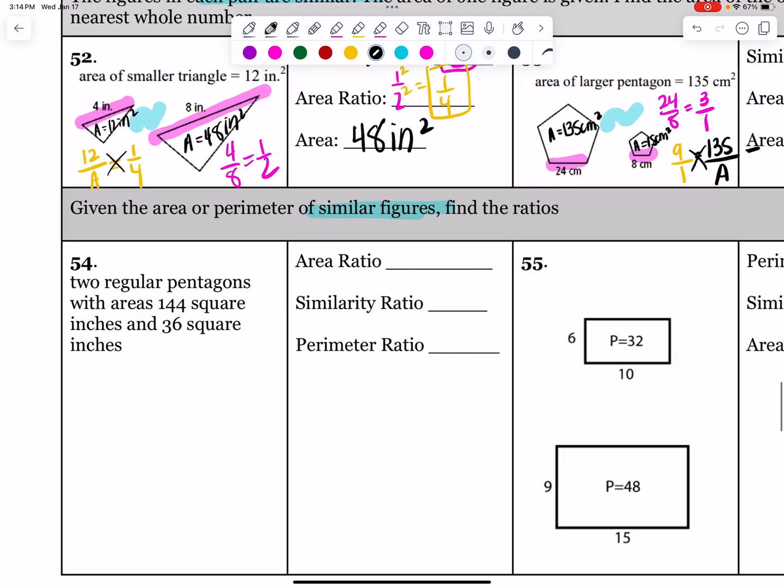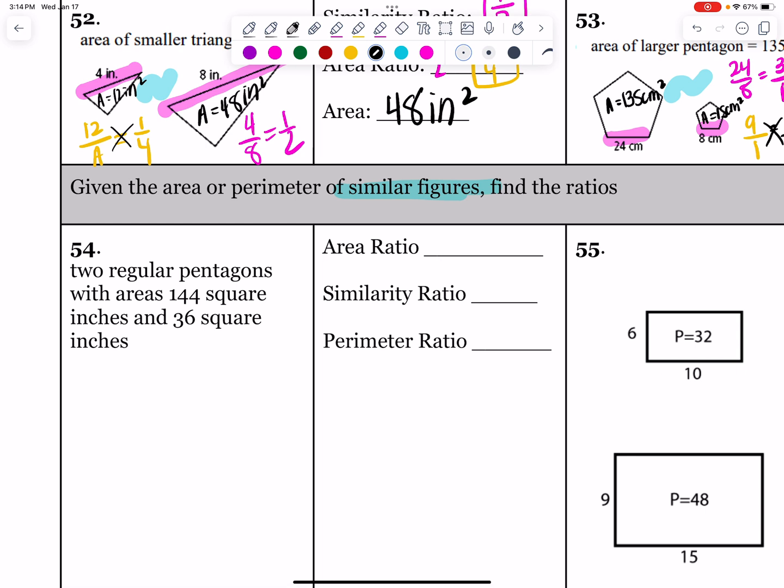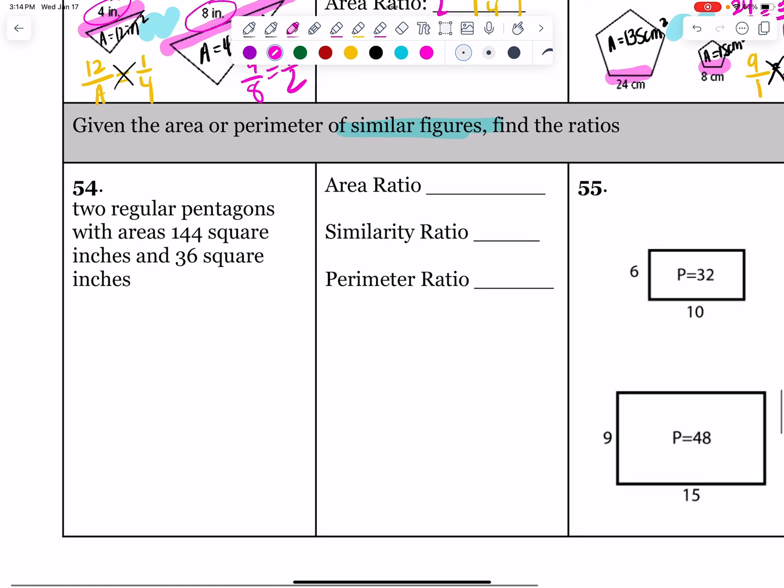All right, this next one does not have a picture, but it's interesting because it doesn't give you a picture, meaning it also doesn't give you corresponding pieces. Like in these triangles, I had corresponding pieces. All I'm given on this next one is a description where it says 2 regular polygons with areas 144 inches squared, or square inches. That means the same thing. So one has 144 inches squared of area. The other has 36 inches squared of area.